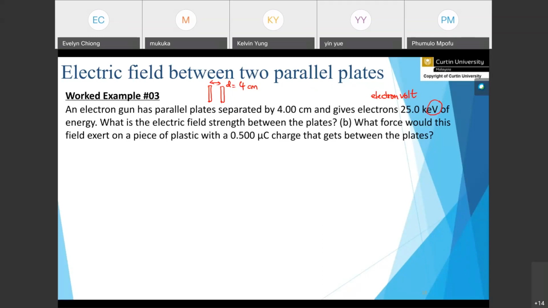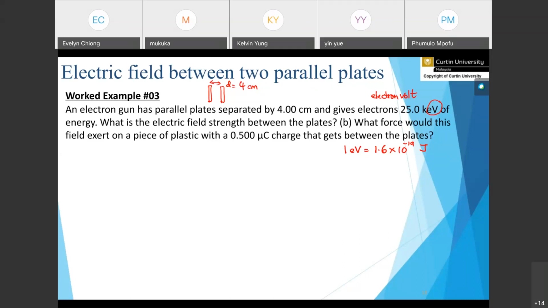And then 1 electron volt equals 1.6 times 10 to the power of negative 19 joule. Because normally the energy possessed by a charge is very small, if we use joule, it's too large. That's why they have this electron volt as another unit to tell about the energy. So 1 electron volt equals 1.6 times 10 to the power of negative 19 joule. So it gives electrons this much energy.